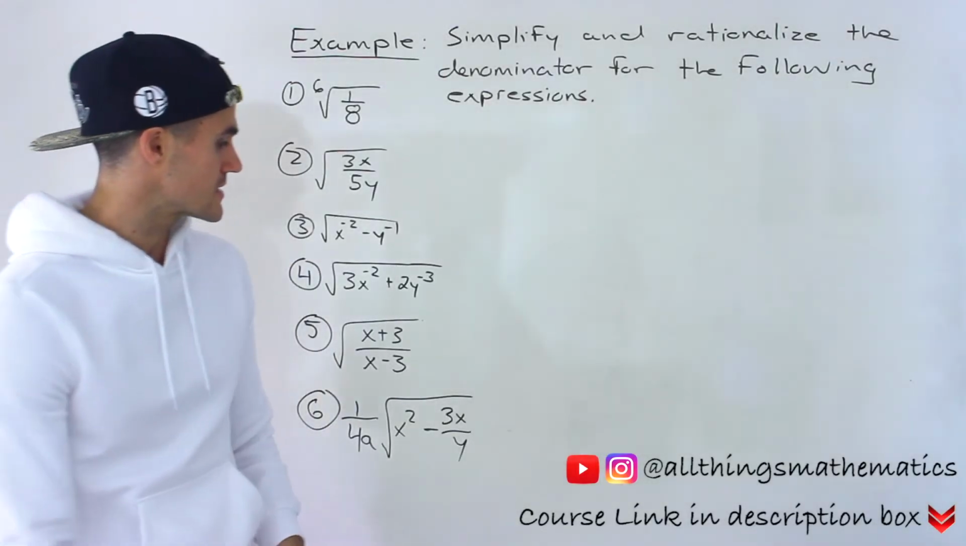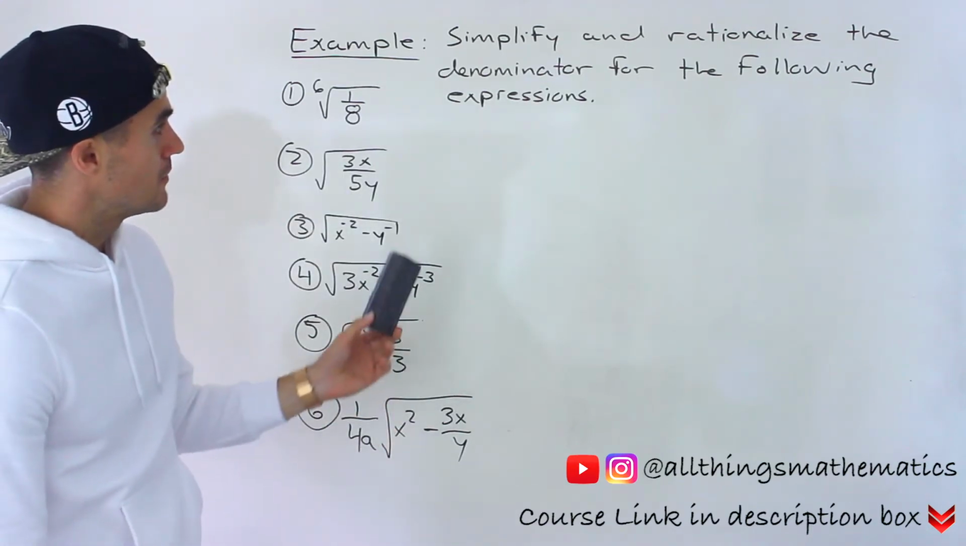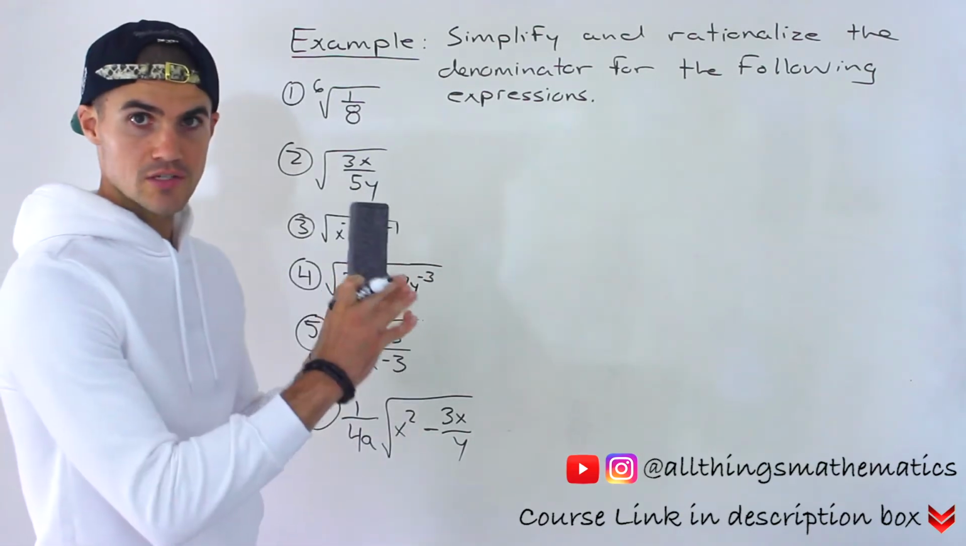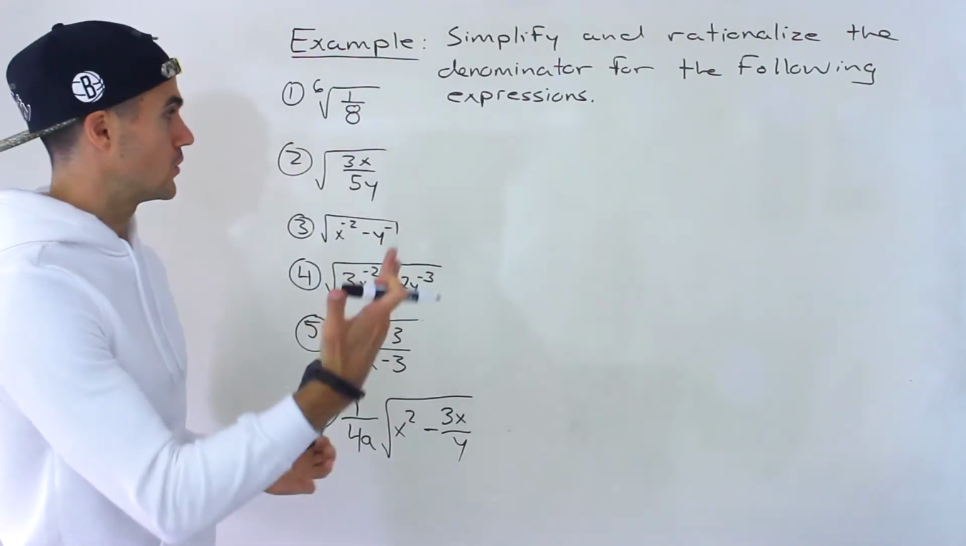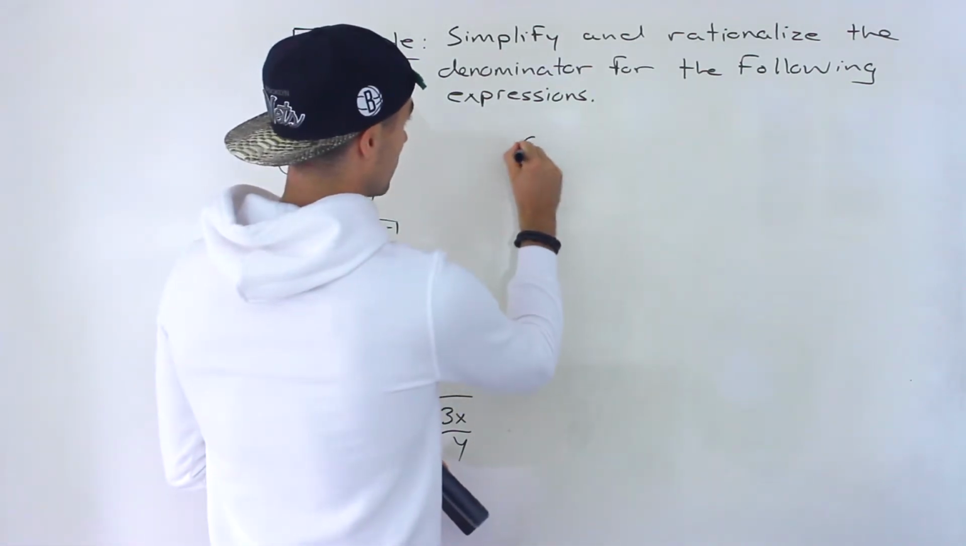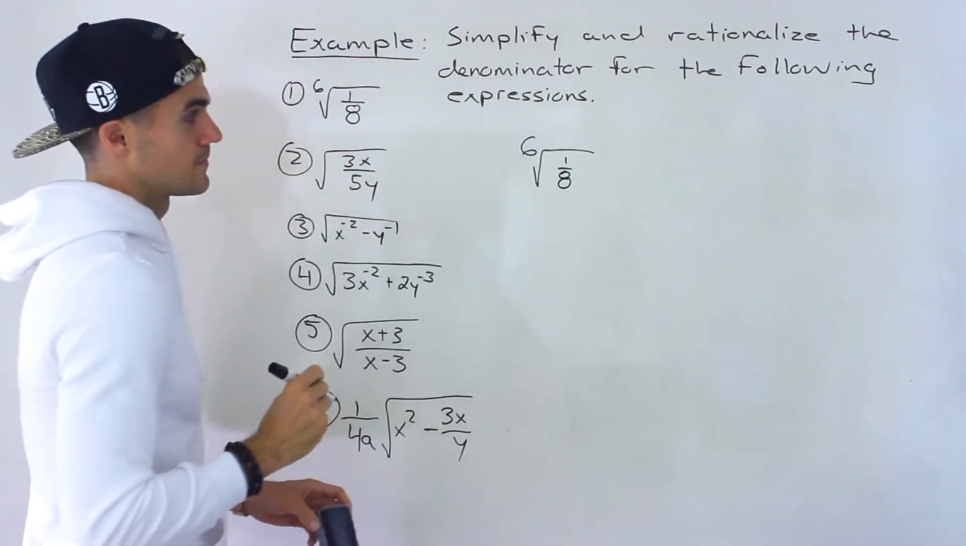In this next video, what we're going to do is simplify these radical expressions, but we're also going to rationalize the denominator. So if there are any radicals left in the denominator, we have to get rid of those. Starting with number 1, we've got the 6th root of 1 over 8.